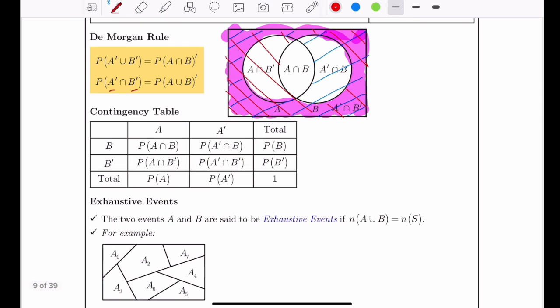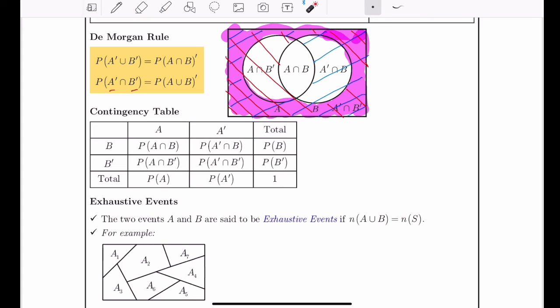Okay, next we have the contingency table. So for the contingency table, in the first row, we're going to put A and A prime, and in the first column, we're going to put B and B prime. So the entries are as follows. Okay, so the first row, first column is probability of A intersect B. First row, second column is probability of A prime intersect B. Second row, first column is probability of A intersect B prime. Second row, second column is probability of A prime intersect B prime.